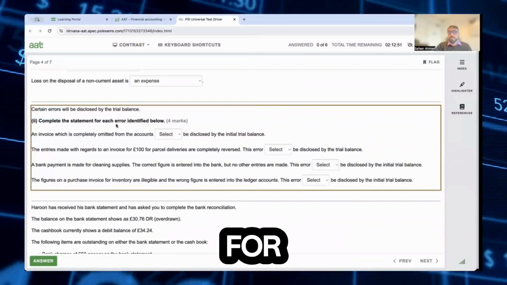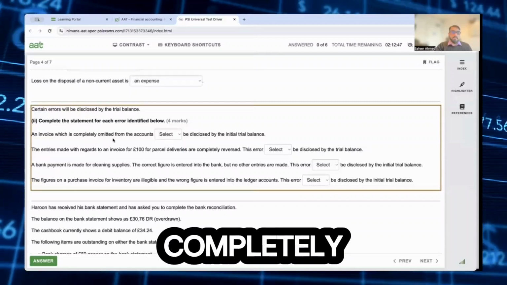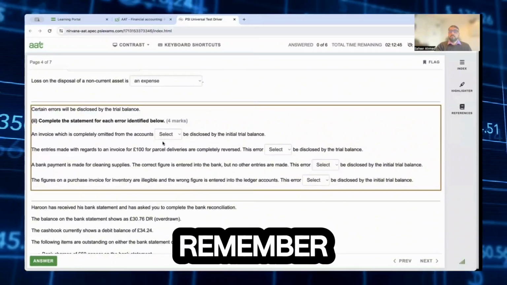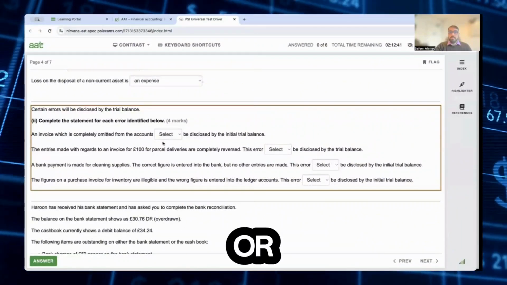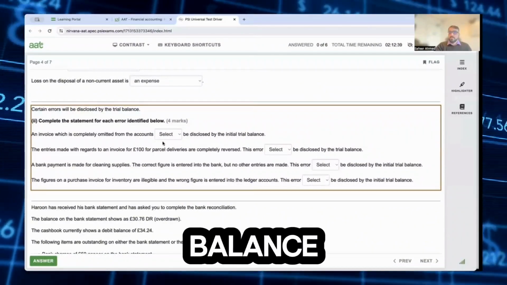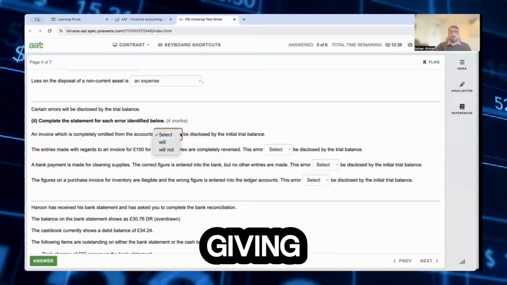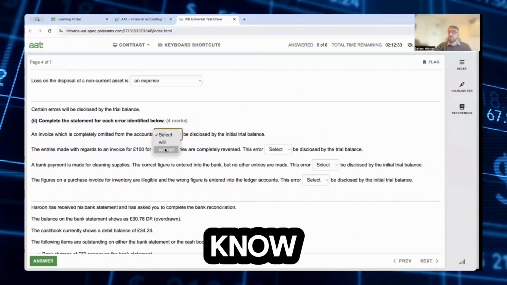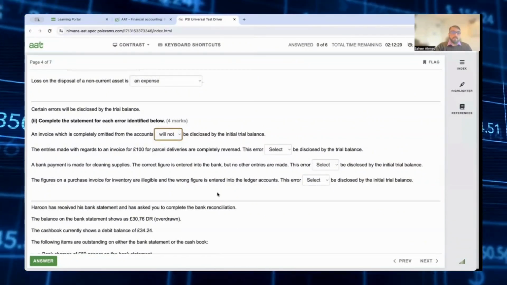Complete the statement for each error identified below. The first one is an invoice which is completely omitted from the accounts. Now remember, an error of omission is not disclosed by a trial balance. So the options they're giving are will or will not. So of course we know that this will not be disclosed by the initial trial balance.